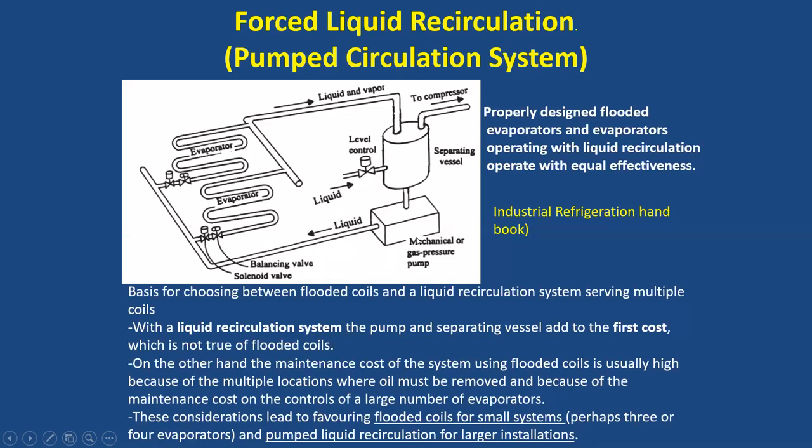But pump recirculation is generally recommended for large installations, where the piping length is almost more than 100 meters. In those circumstances it is generally recommended. This is called a pump circulation system or forced liquid recirculation system. Only the addition of a pump is required, to make the flow possible or to return the liquid as well as oil from the system, from the evaporator to the compressor.